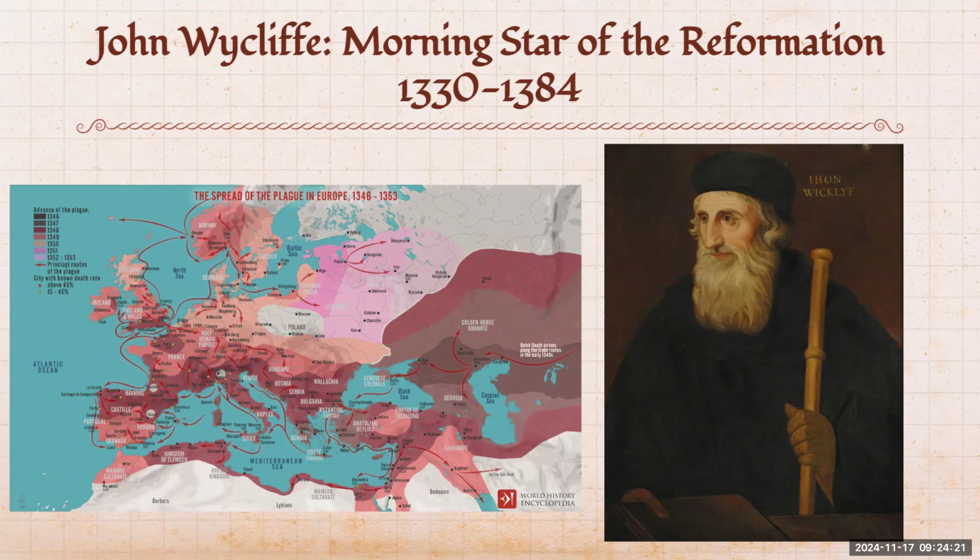1347 is when the bubonic plague begins. 1347 means Wycliffe is 17 years old. Where is Wycliffe at 17 years old? Wycliffe is studying at Oxford University. He likely enrolled at Oxford University around the age of 15. This was the normal age for people to study at Oxford. It wasn't like he was ahead of the game. This was the typical age. If you went to Oxford University, you went there around the age of 15.